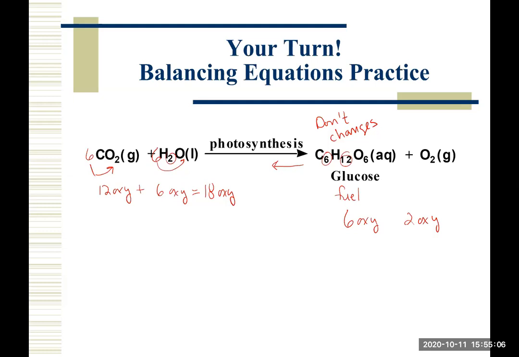It'd be much better if we could just add a coefficient to the O2 that would take care of balancing this reaction equation. Again, we need 6 so that we have 18 on both sides. So that means if we put a 6 in front of the O2, we now have 6 plus a total of 12, which gives us a total of 18 oxygens on both sides, and this reaction equation is balanced.